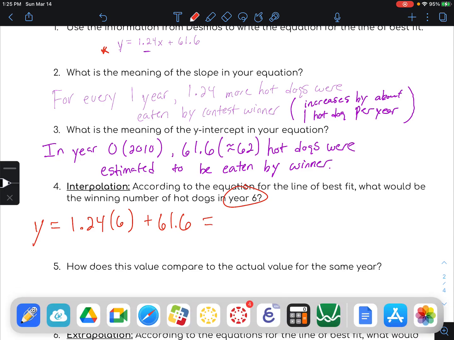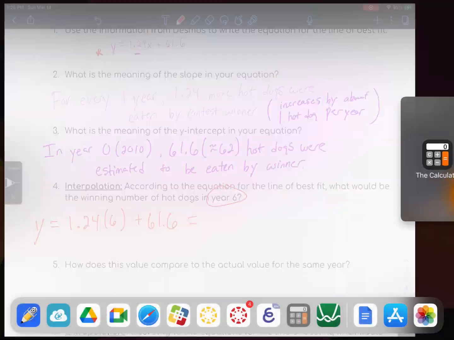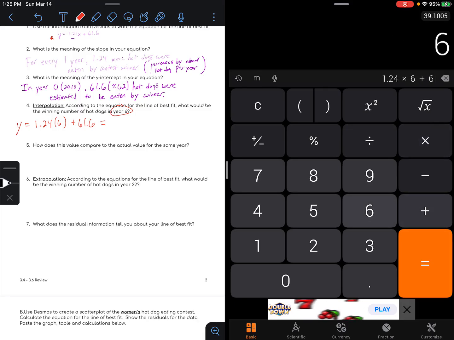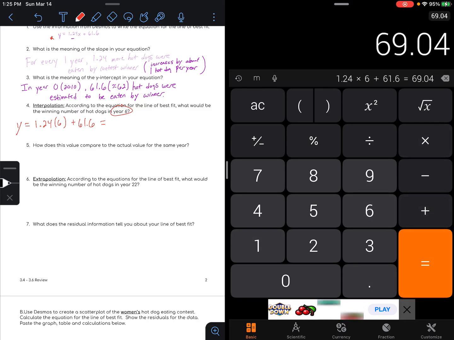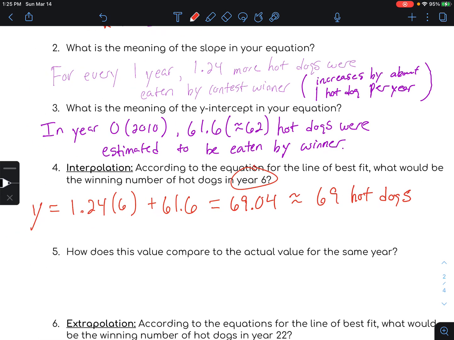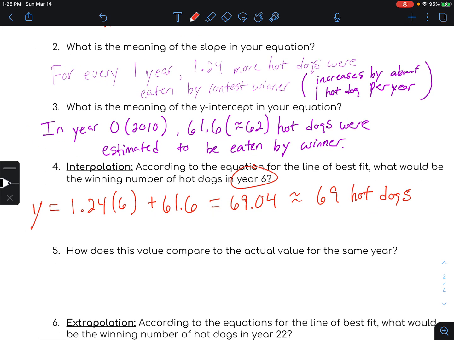And at that point, you just punch that into your calculator. So 1.24 times 6 plus 61.6 turns out to be about 69.04, or about 69 hot dogs. That would be the prediction according to the line of best fit, the estimated amount of hot dogs in year 6, remember, which was 2016, since we're going years from 2010.